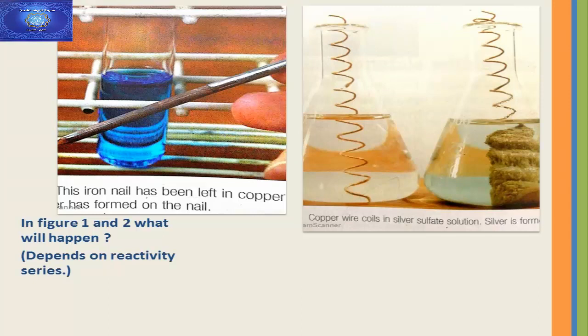Okay, that is the first one. And the second one, what happened? It is a silver nitrate solution and a copper wire. So copper goes to the solution and from the solution silver goes to the copper wire. So these are the two experiments which we showed here.